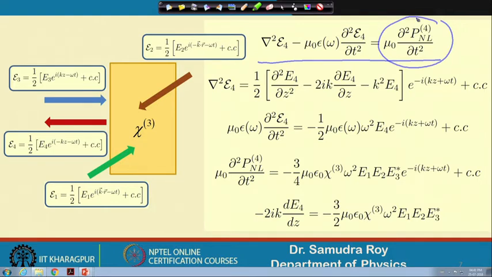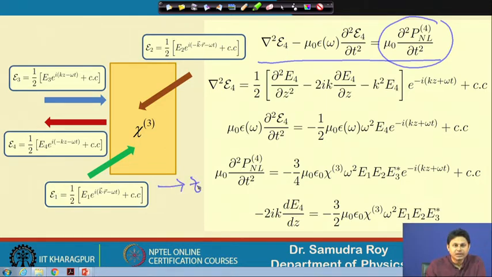This is the same structure, where we have an incident wave and two other waves moving in the opposite direction. This is our z direction, and these two behave as a pump. The mixing of E1, E2 and E3 gives rise to another term E4, and that term should have a phase exactly in the opposite direction.